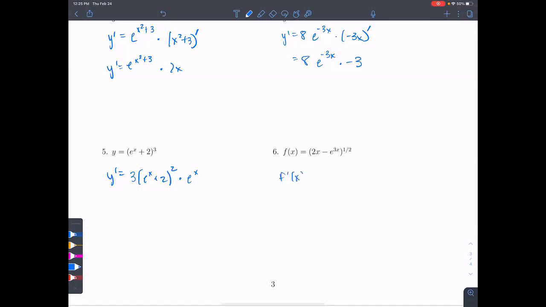F prime of x, we're going to do exponent down front, decrease it by 1, leaving the inside alone, times the derivative of the inside. This is kind of a mess. Let me scoot this over.